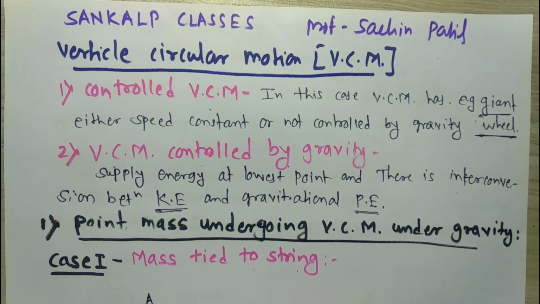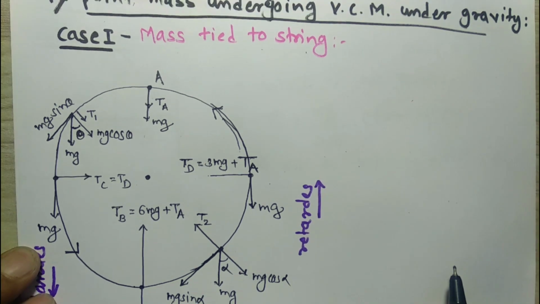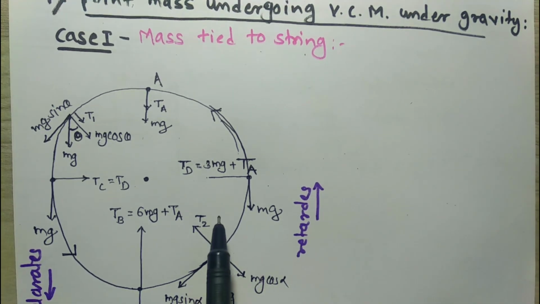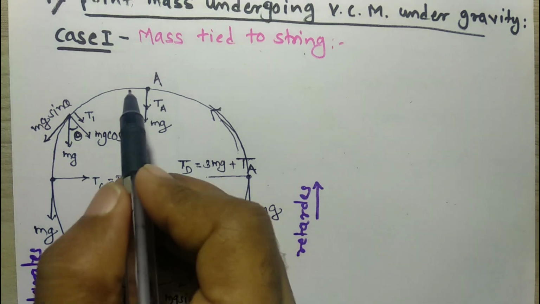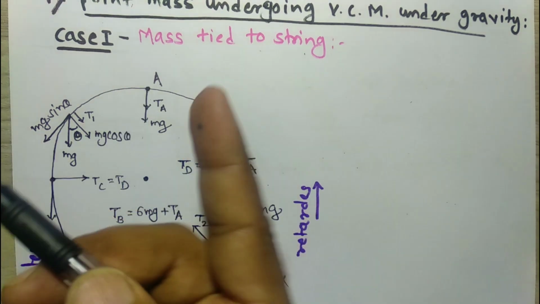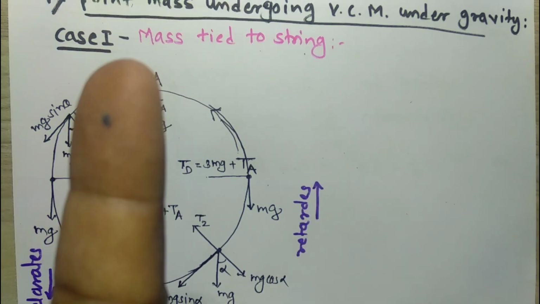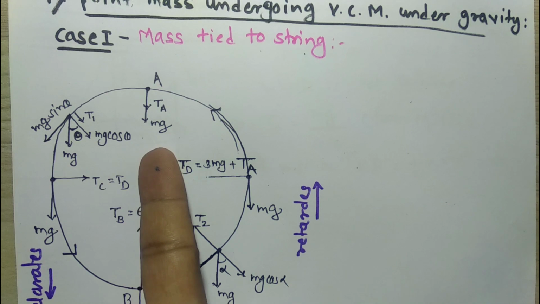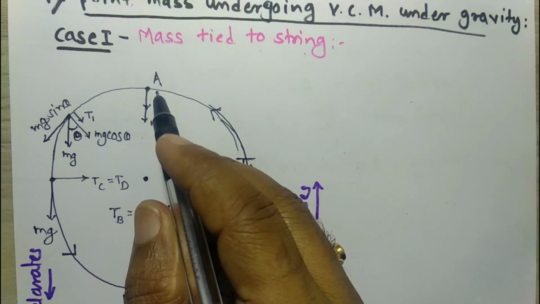In mass tied to a string, consider a vertical circular motion in which a mass is tied to the string, and this is the lowest point. That means point B is here, the lowest point. This is the highest point, that means the top point. If you move up, at that time you will get the highest point. If you move down, you will get the lowest point, that means B, and so on.